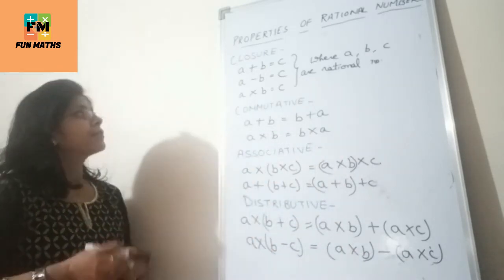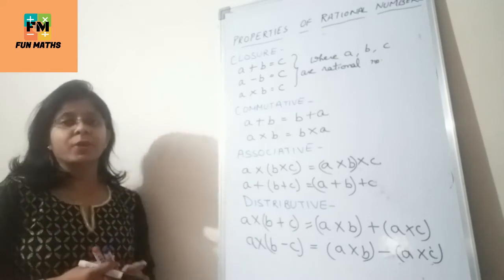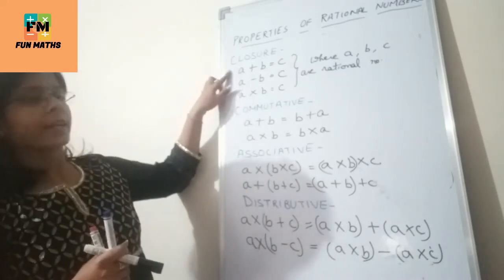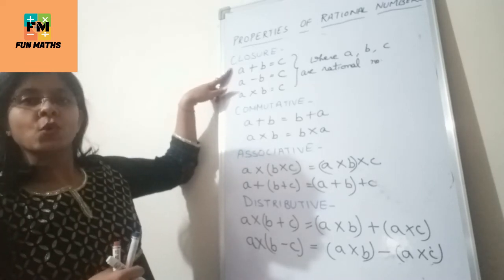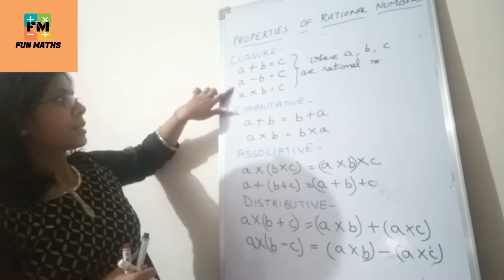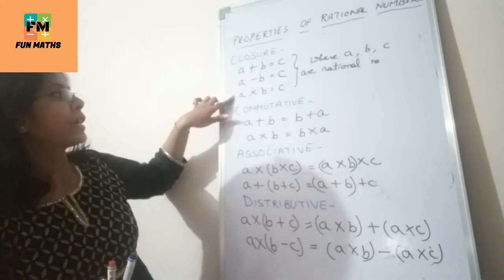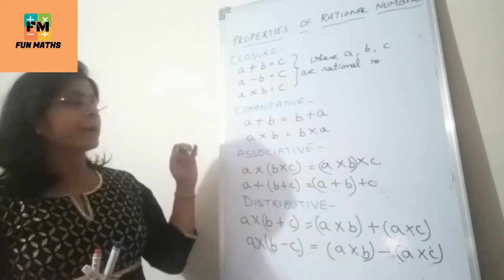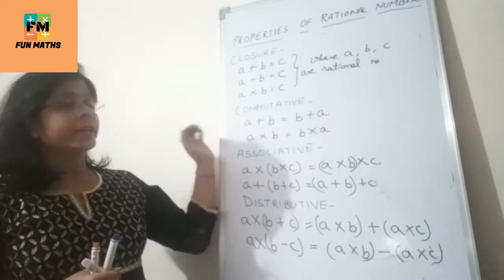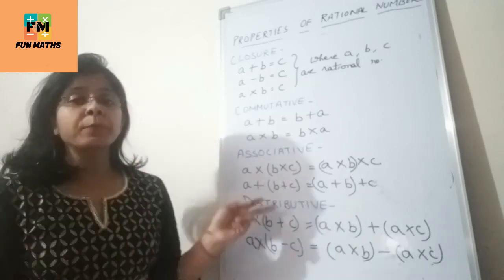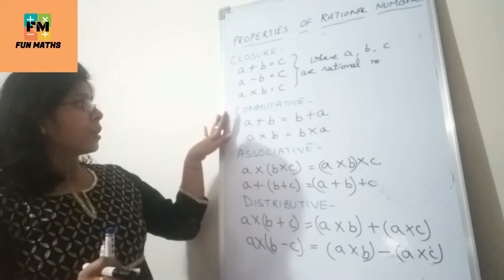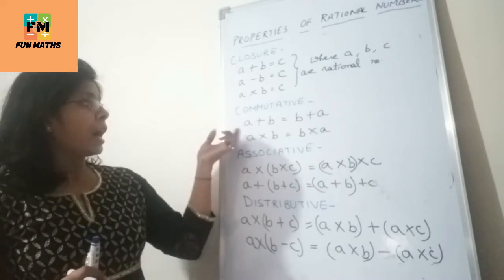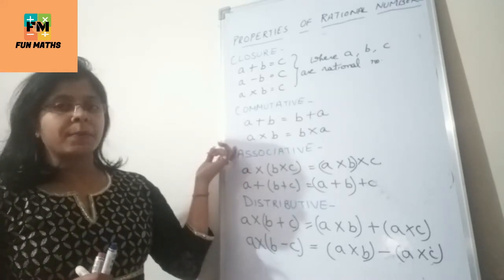Now, we have seen all four properties together. Let's recall once again. Closure property, as we have seen, rational numbers are closed under addition, subtraction and multiplication. Let's come to the commutative property. We have seen in commutative property, if we swap two numbers, the answer should be the same, right? So, rational numbers are commutative under addition and multiplication, right?